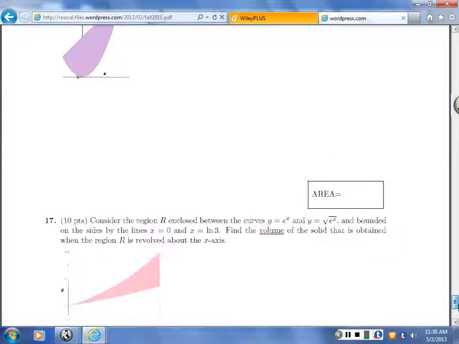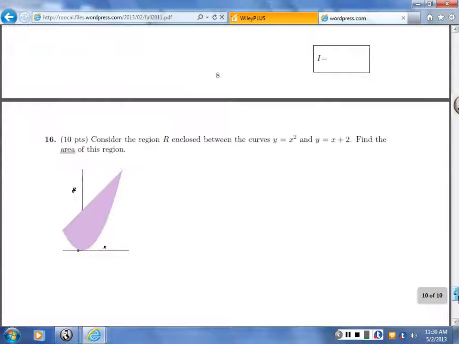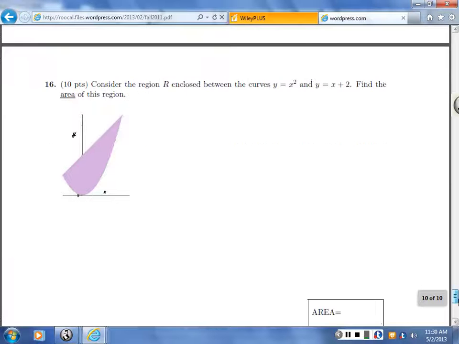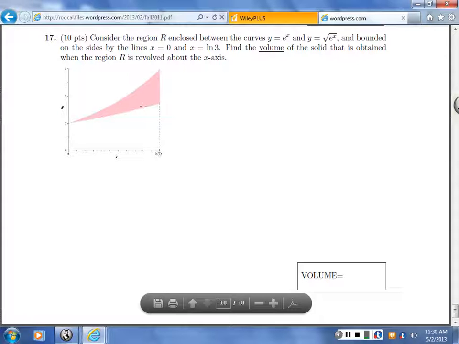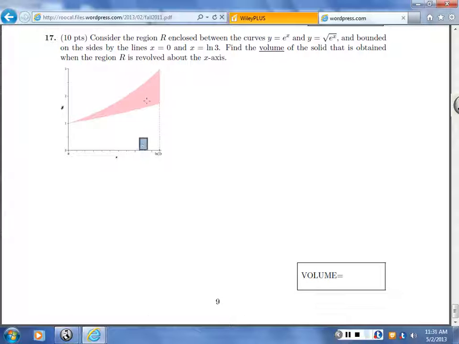Sometimes they'll give you the graph. This coordinator was nice in that they gave you the graph here. We did an example like one of these. This is a function that's being rotated about the x-axis, so these slices are washers. Then you just need to know the distance from here, and the distance from here.